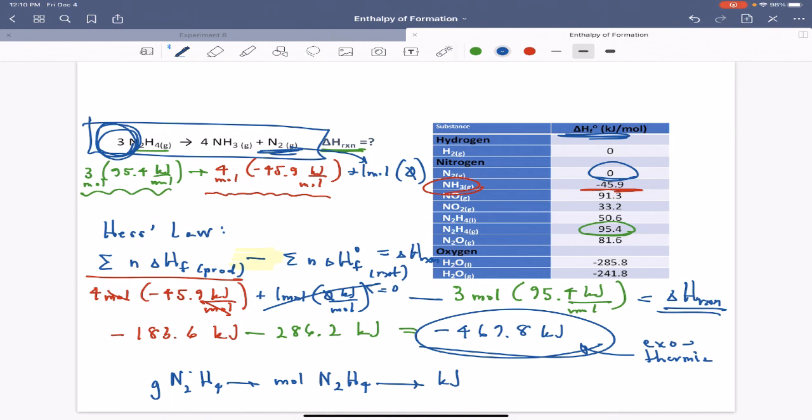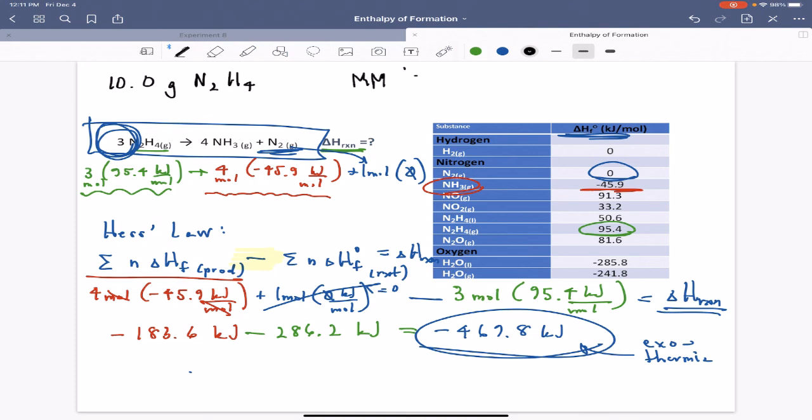So this would be stoichiometry with enthalpies. Let's do that problem. Let's say that we had 10.0 grams of hydrazine. We look up the molar mass, and we see that it's 32.06 grams per mole for hydrazine. The question might be, if 10 grams are combusted, how many kilojoules of energy are produced?